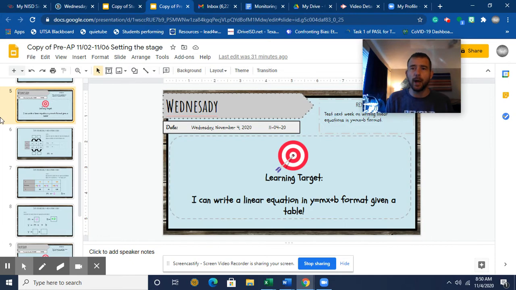So Monday we looked at graphs. Friday we looked at if I just give you the numbers, can you substitute? And so today we're going to look at if I give you a table, can you figure out how to write this equation of a line? And so basically we're just looking at these representations.